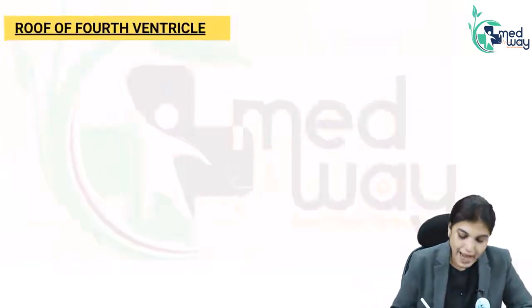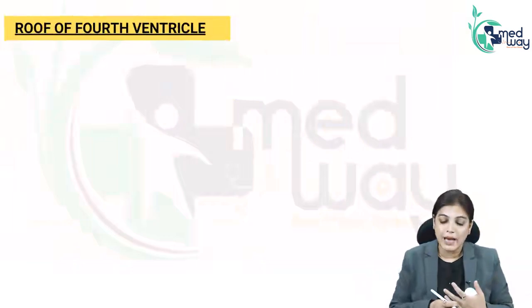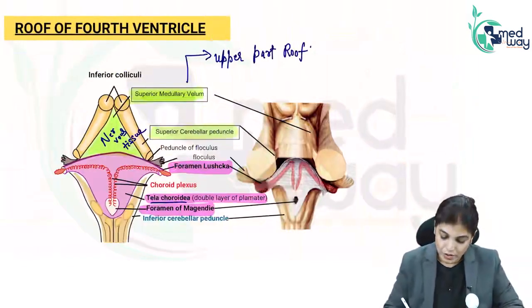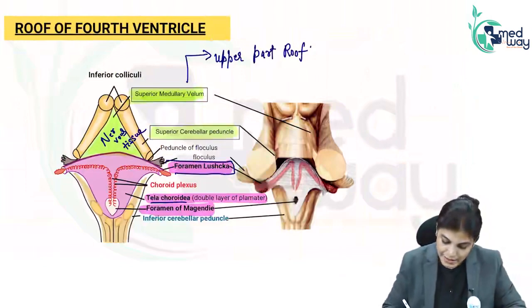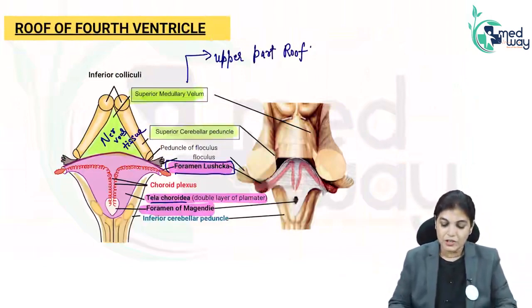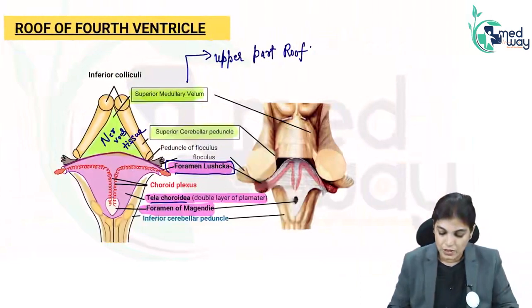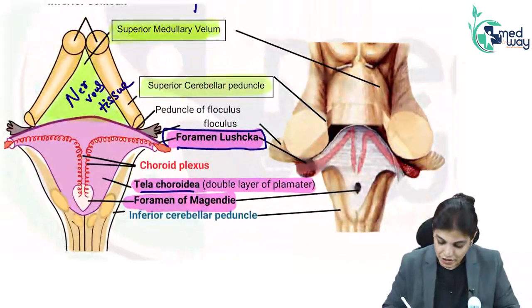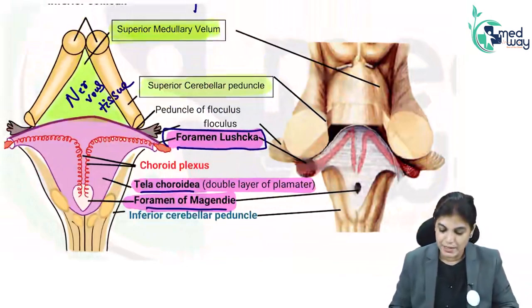So, you can just write, actually two communications are there, and we have already seen the lateral communication in this image. The lateral communication was via the foramen of Luschka. So, laterally the communication is via the foramen of Luschka as shown in this image. This is forming the lateral communication, and the other communication is the foramen of Magendie.